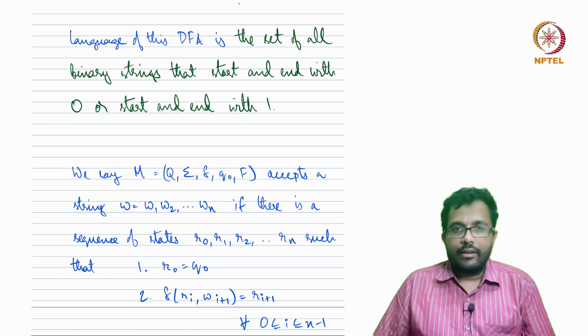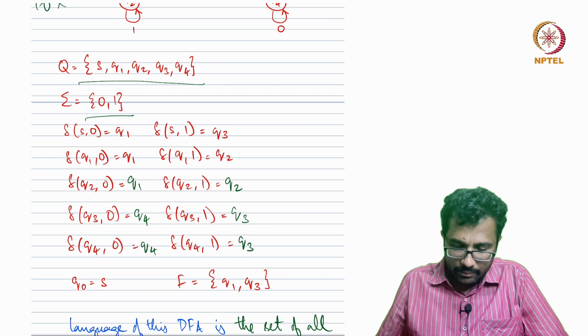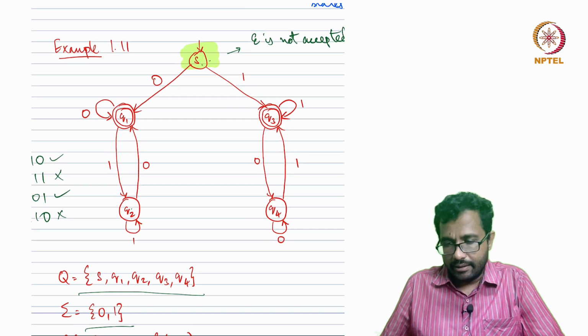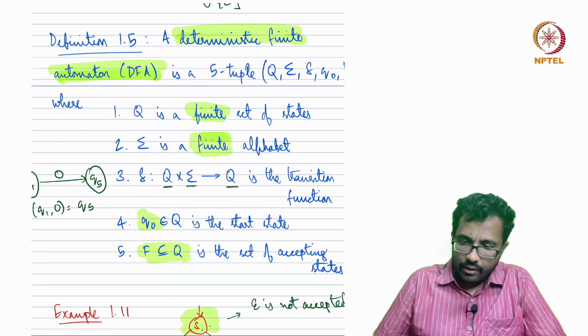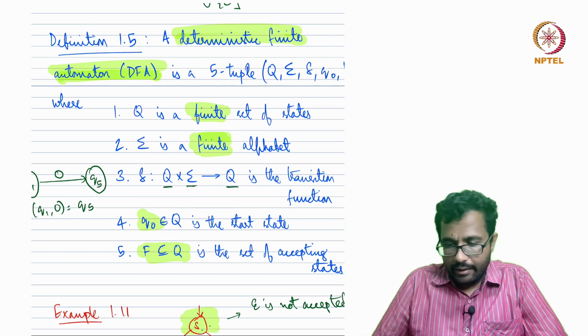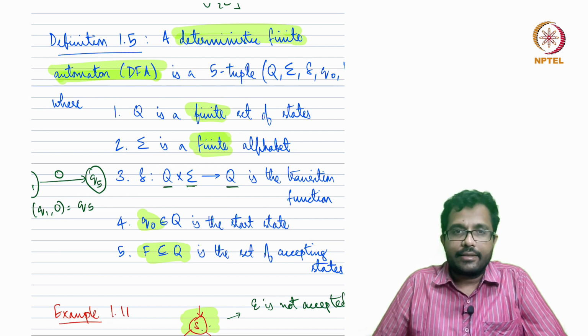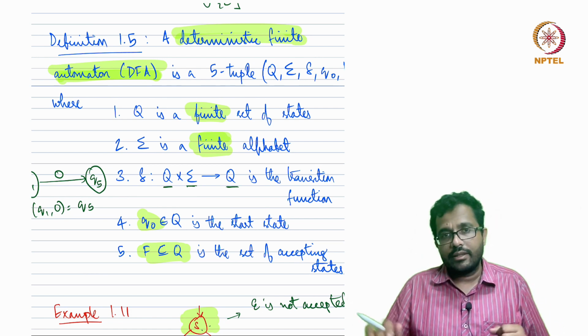So now let me formally define what a DFA is. We saw all this: Q, sigma, delta, Q0 and F. Q is the set of states, which is finite. Sigma is the set of alphabet, which is finite. Delta is the transition function, in other words, the arrows.